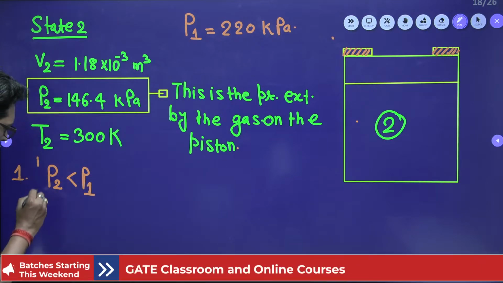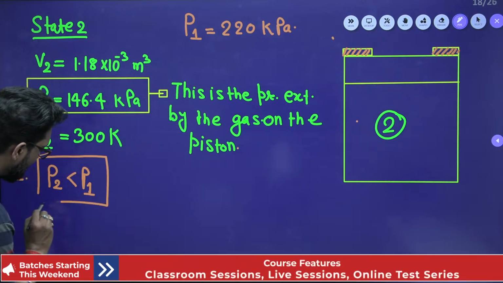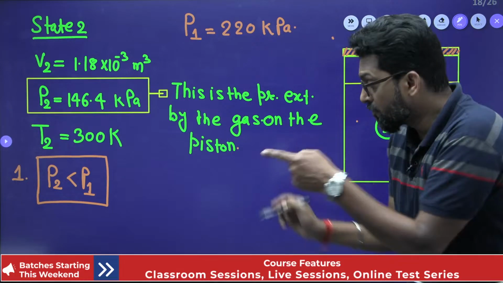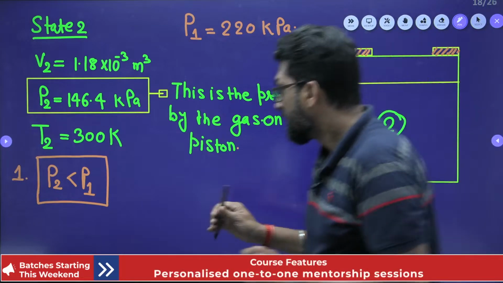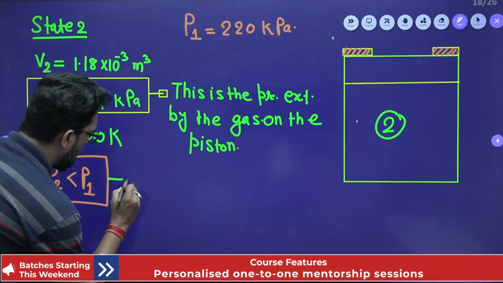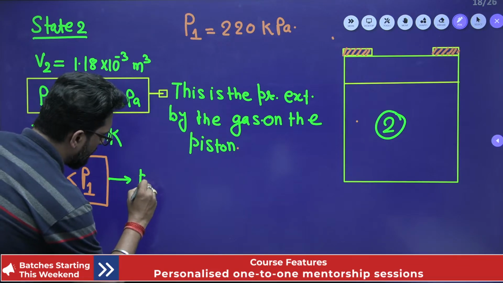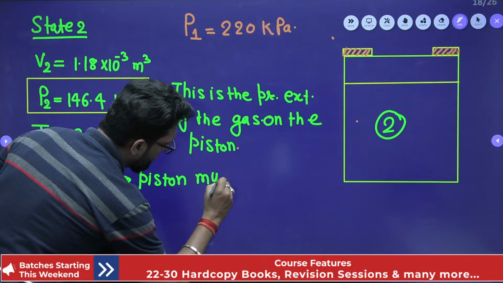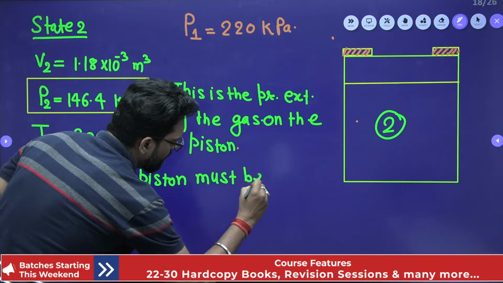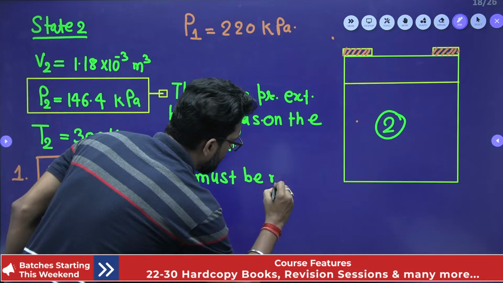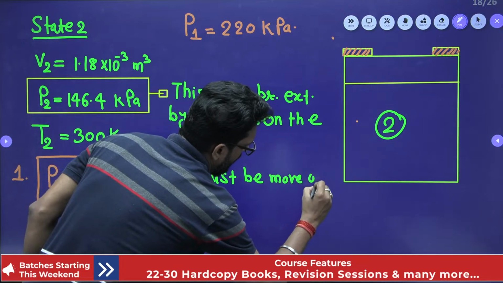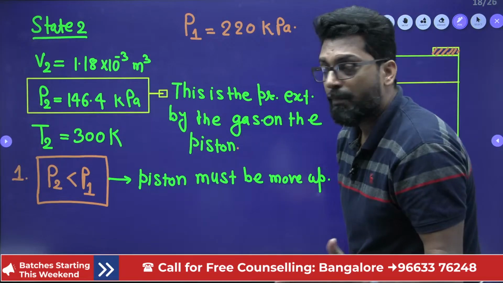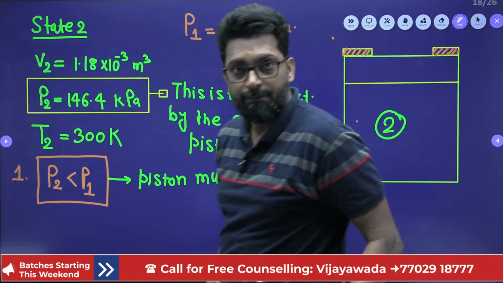What does this mean? It does not mean that the piston will touch the stop. No, it does not mean that. This is very important. This means that the piston must move up. Now, once the piston moves up, whether it will touch the stop or not, we will calculate.